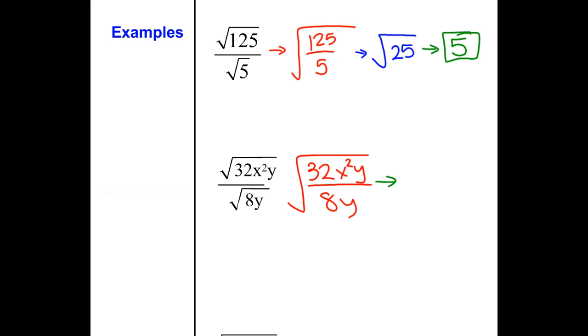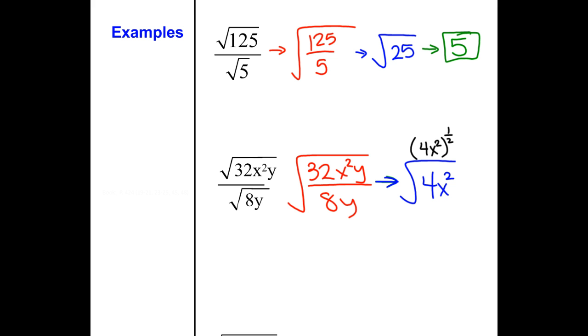So piece by piece again, let's do that one in blue so we keep our colors the same as we did up there. So piece by piece again, 32 divided by 8, well that is 4. There is no x's, so x squared stays the same, and we have y over y, so they cancel each other out. So really right now we have the square root of 4x squared. And again, this is the exact same thing as writing this as 4x squared to the 1/2 power.